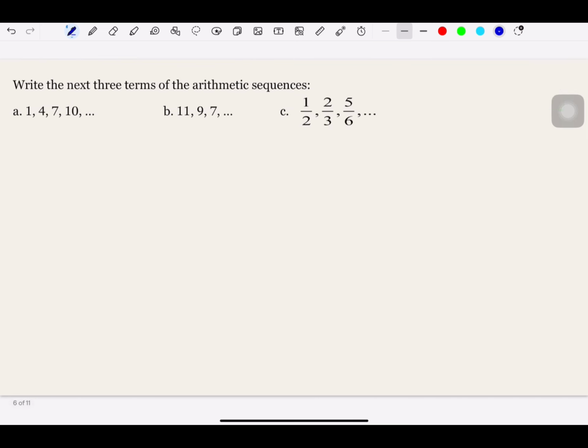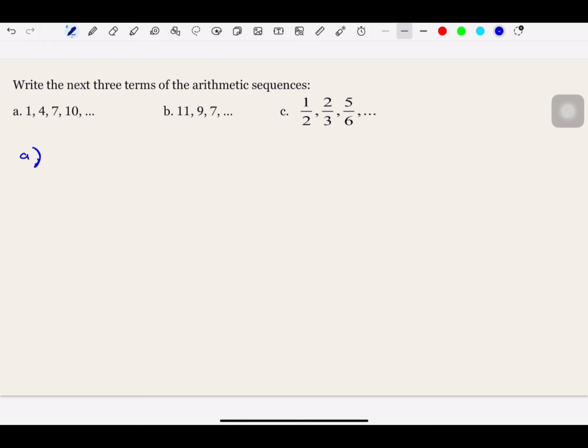So let's try some examples. You're asked to write the next 3 terms of these arithmetic sequences. Let's start with the first one. First of all, you see that this is a sequence, a list of numbers, and you have to identify it as an arithmetic sequence. To do that, you have to identify the common difference. If you consider this sequence, you can see the difference between these two is 3. If you add 3 to the first term, you get the second term. 3 plus 4 is 7. 7 plus 3 is 10. Likewise, it will go on.